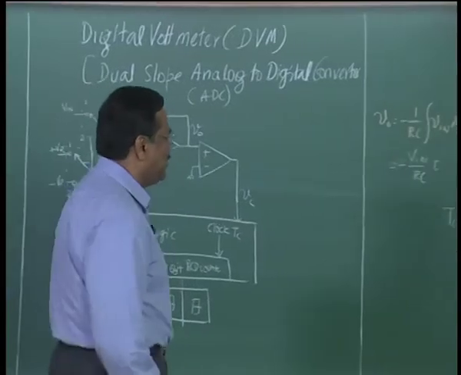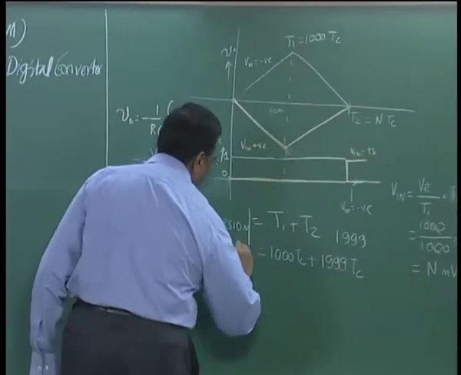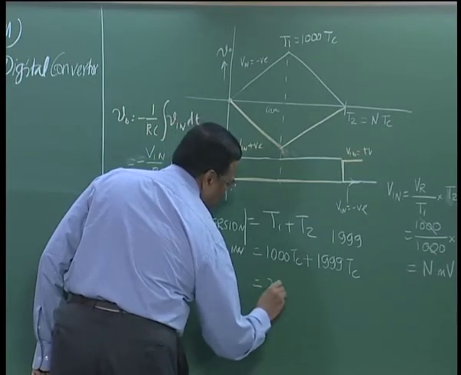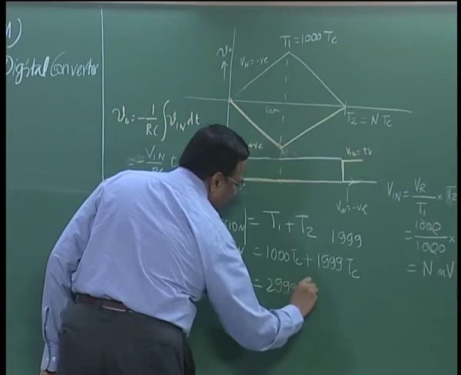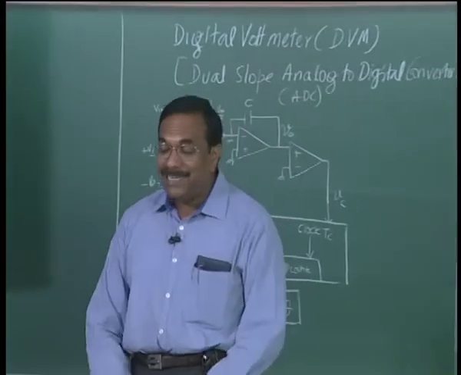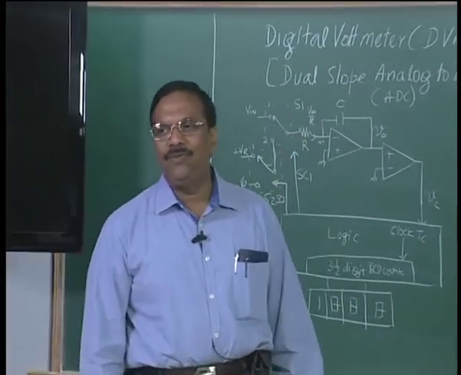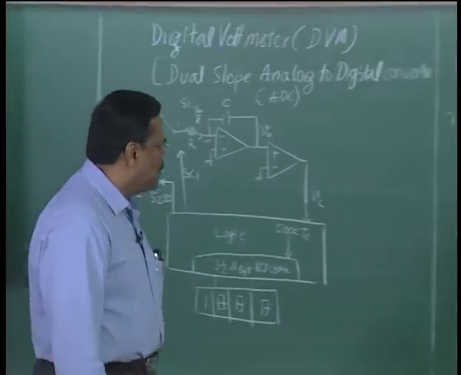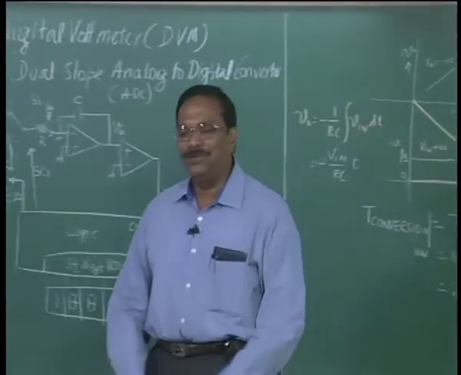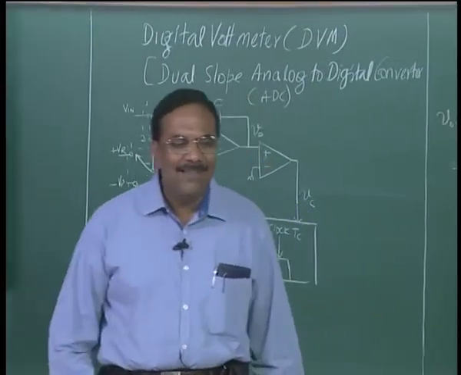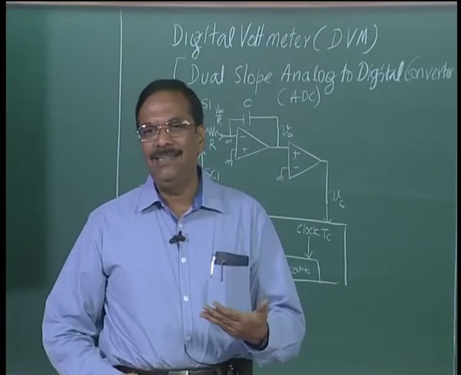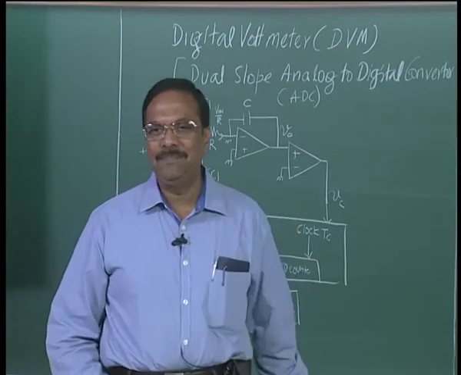So the total conversion time, this is maximum, is equal to 2999 times the clock cycle. That is the worst case conversion time required before I can take a reading. For most machine applications this is too slow, because we know all our computers work very fast, but as long as the meter is going to be for human consumption, I am going to look at the meter and take a reading. The best I can do is maybe 1 or 2 readings per second.